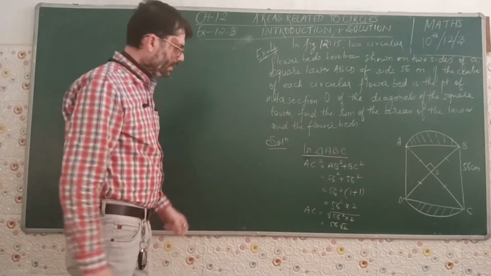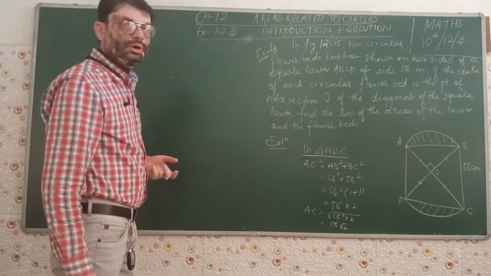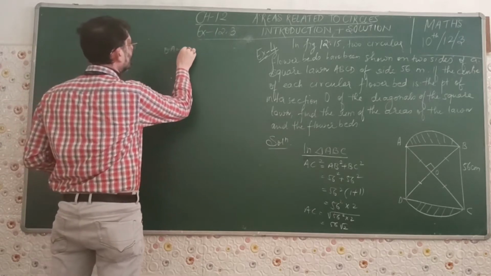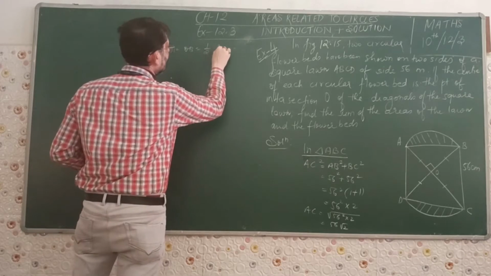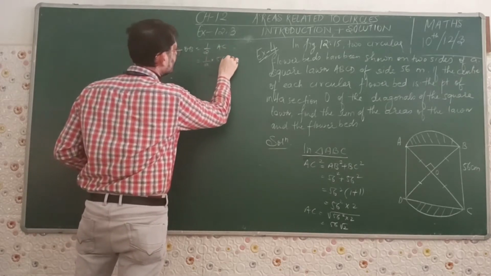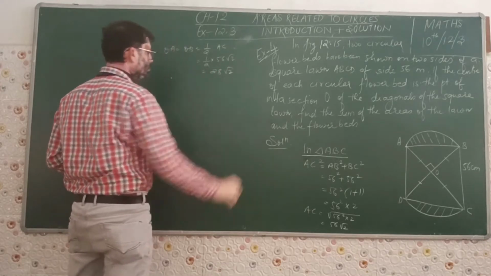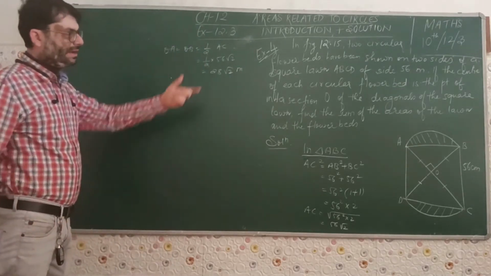So you have got the diagonal AC to be 56 root 2. Let us find OA, or what we call it as OA is equal to OB is half of AC. So this is half into 56 root 2, so this is 28 root 2 centimeters. So we have got the radius now.